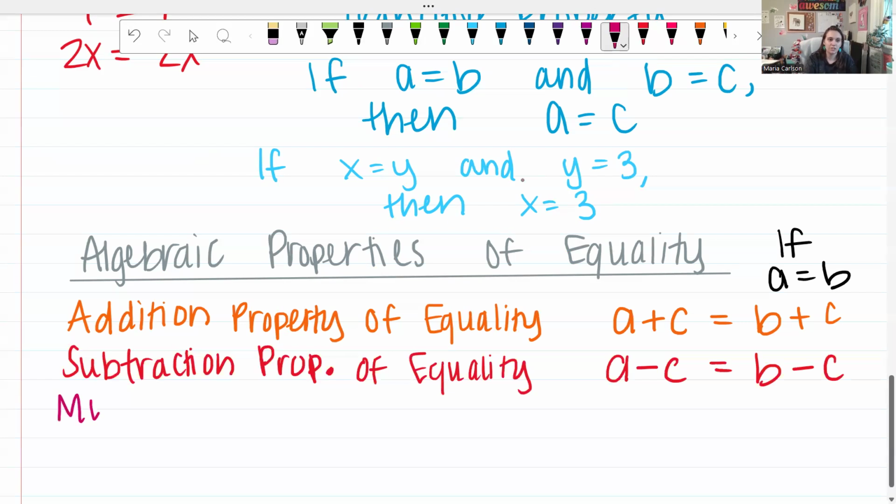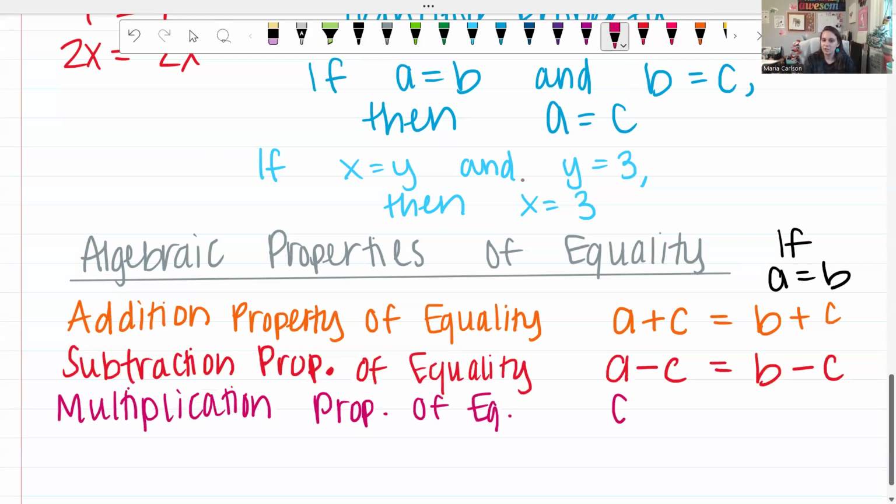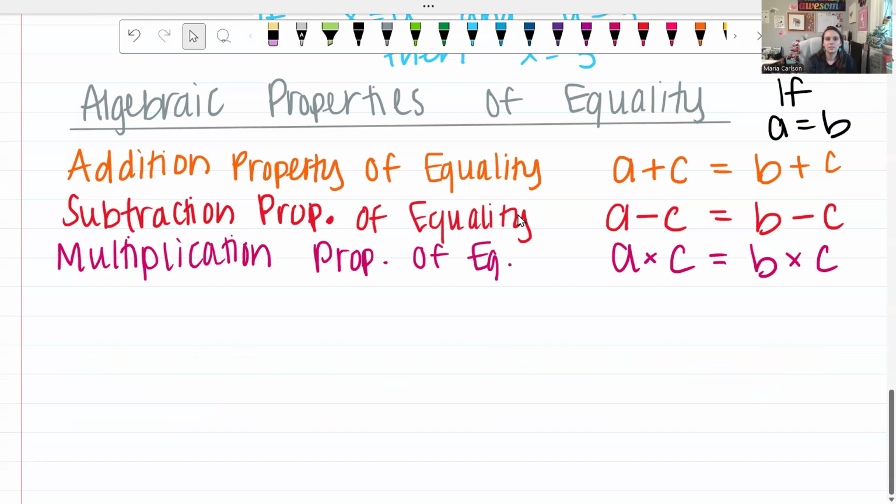The multiplication property of equality states that if I have that term A and I multiply it by some value C, that is the same thing as taking B and multiplying it by some value C. What we multiply to one side, we must multiply to the other.